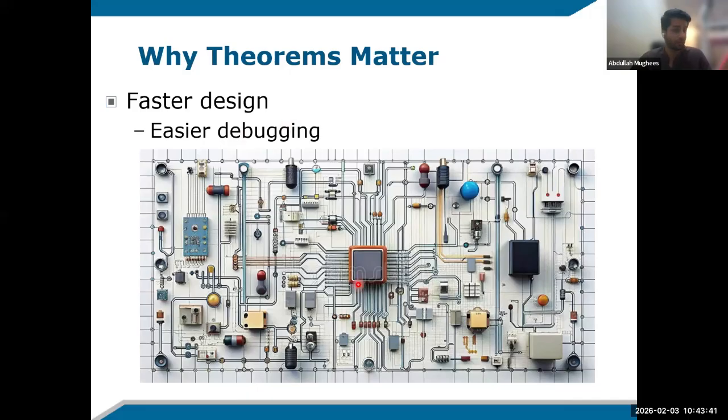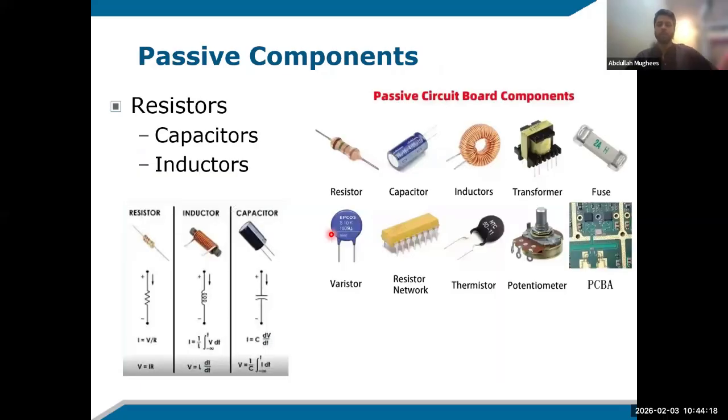Why theorems? Because we use them to have faster designs and easier debugging, because debugging is the most important thing in electrical engineering design. We can design the circuits, and if one of the components is faulty or something happens to it, we have a huge circuit with very small components, and we don't know how they're going to work. So we need these theorems so that we can do some kind of analysis and do the debugging in a huge complex network. So that was pretty much it to give you an idea about how theorems work.